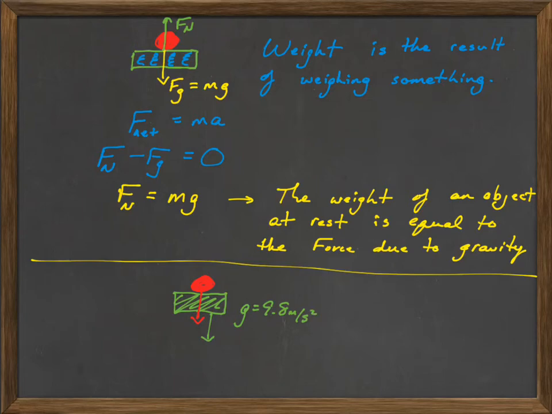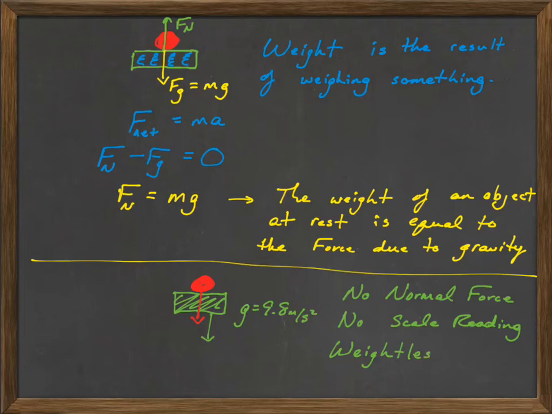So what would be the weight of the ball now? Well, since the scale is falling at the same rate that the ball is falling, it follows that there is no longer a normal force, because the scale is not stationary enough to apply a force back up on the ball, because they're both falling. So there's no normal force. And if there's no normal force, there is no scale reading. And if there's no scale reading, then effectively this object becomes weightless.